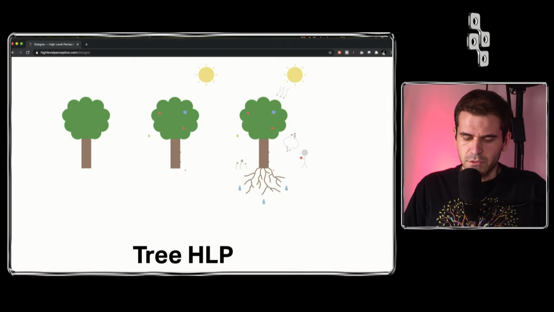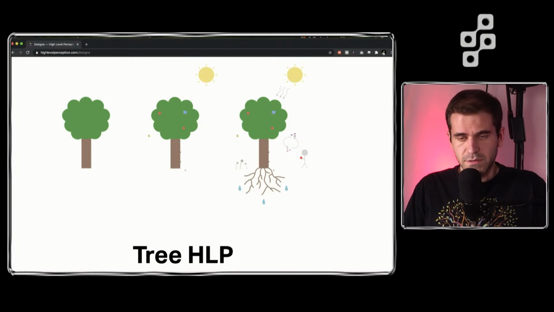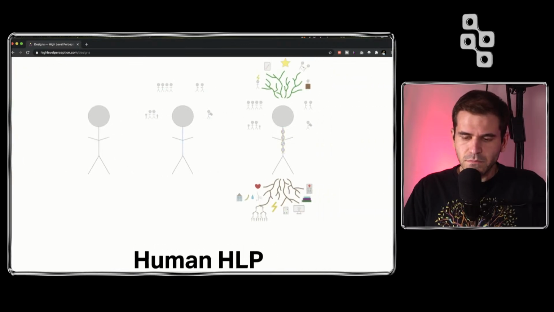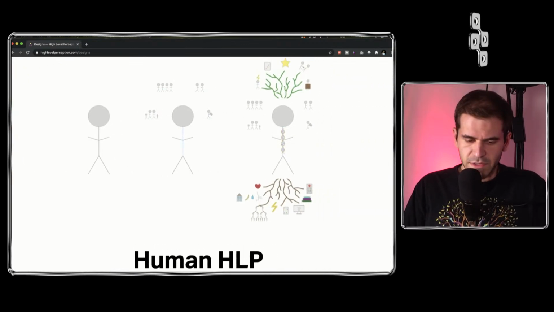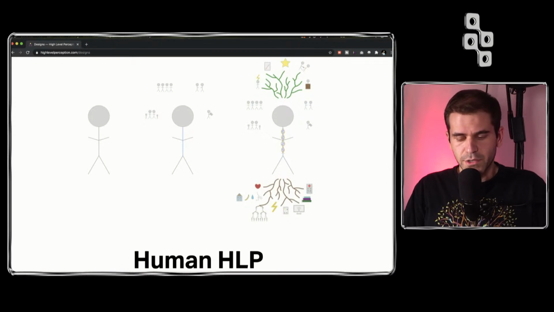All right, first one, tree. Levels of perception. You got low level perception on the left, medium level perception, you start seeing some more detail, and high level perception on the right. That's when you see so much of the nuanced detail. Same thing for humans. You see just the human on the left, you see a human with a little more complexity in the middle, and a ton of nuance fused into a human soul from its roots and its fruits.